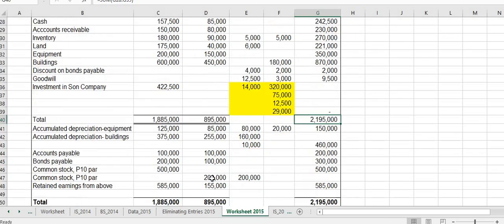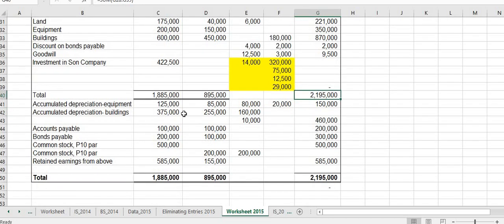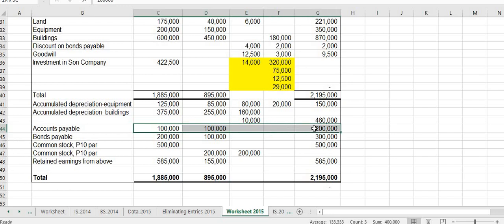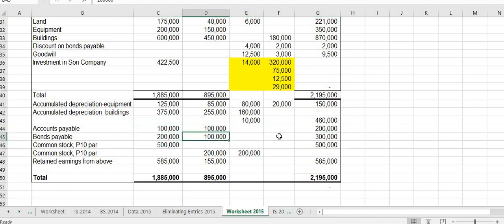So as to balances, with the credit side, yung accumulated depreciation equipment natin is 125 plus 85. Then debit 80,000 plus 20,000. So minus 80,000, it's plus 20. That's 150. As to the building, we have 375 plus 255 minus 60 minus 10. Actually 460,000. Yung accounts payable natin is 200,000, and then bonds payable 200 and 100, that's actually 300,000. Yung common stock is common stock lang ni parent kasi ma-eliminate yung kay subsidiary. And then your retained earnings computed then. So we have 2,195,000 as the balance in the consolidated column. Okay?